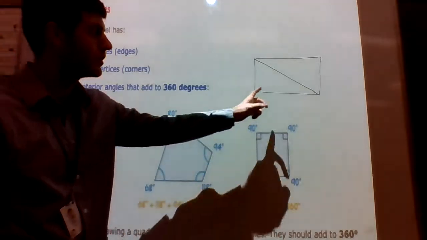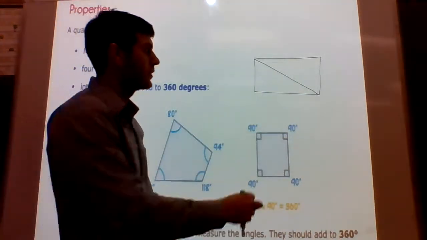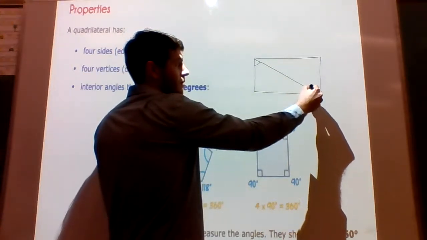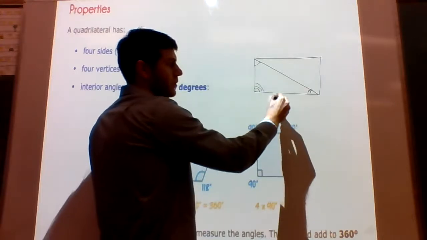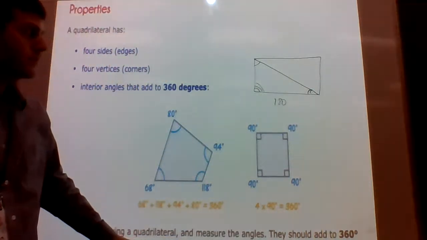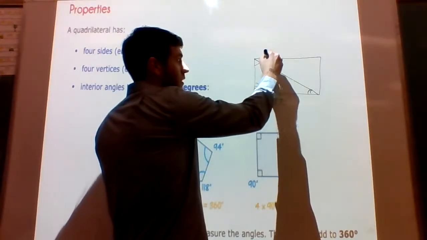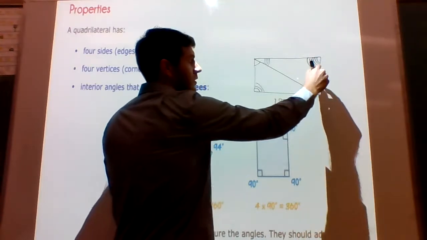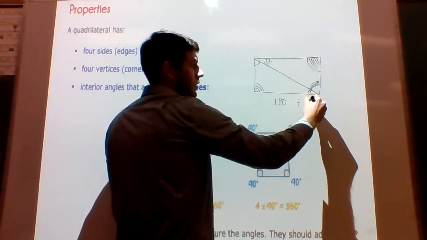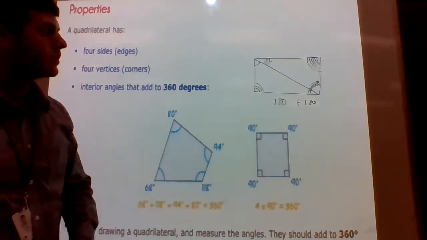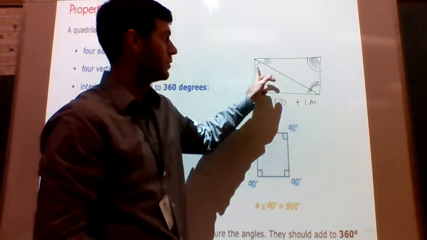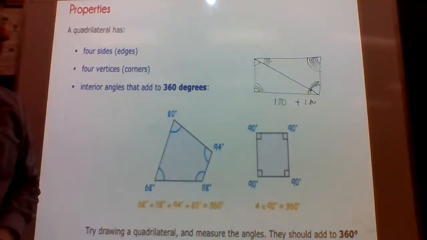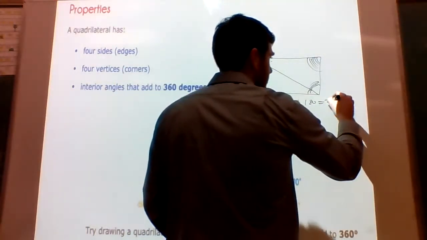So if we take a diagonal, we notice we have 2 triangles. So what are these 3 angles going to add up to? Those 3 angles are going to add up to 180 degrees. What are these 3 angles going to add up to? These 3 angles are also going to add up to 180 degrees. So if we add this angle plus these 2 angles, plus this angle and these 2 angles, all 6 of these angles added together, we're going to get 360 degrees.